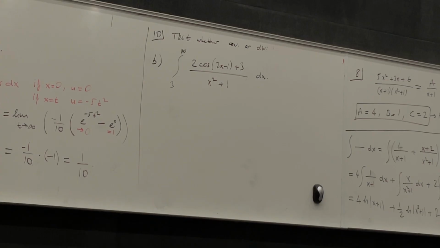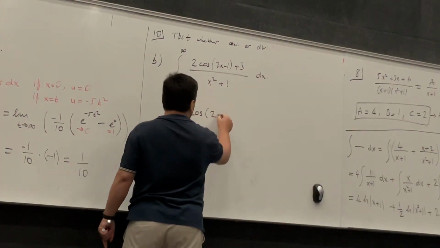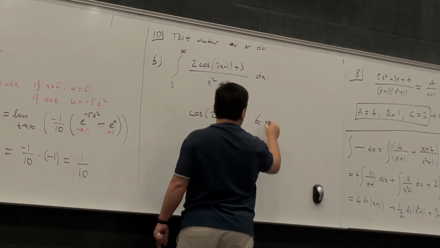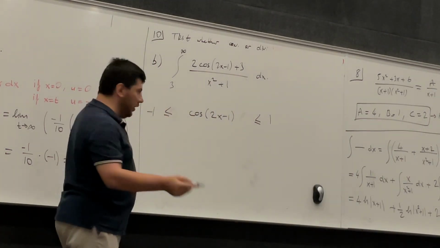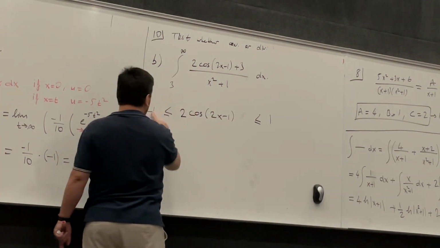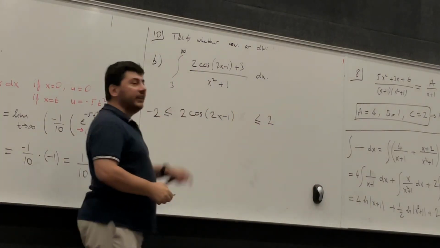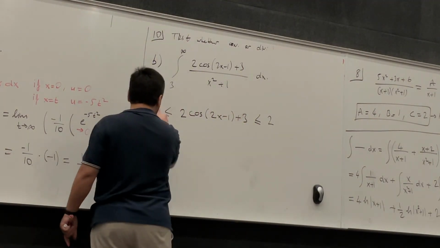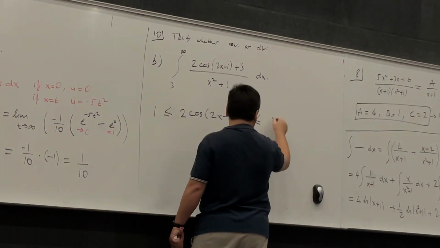Convergent, why? P series. Almost P series, but you gotta be careful because see, cosine, doesn't matter what's inside, is always between 1 and minus 1. Am I right? Okay, but I have 2 times cosine. So if you multiply it by 2, it's going to be between minus 2 and 2. I have another 3 added to it, right? So if I add 3 to everything, this will be between 1 and 5.